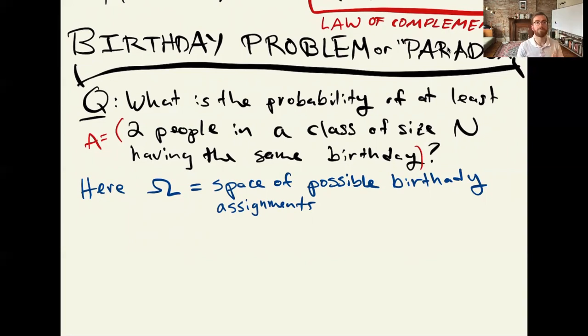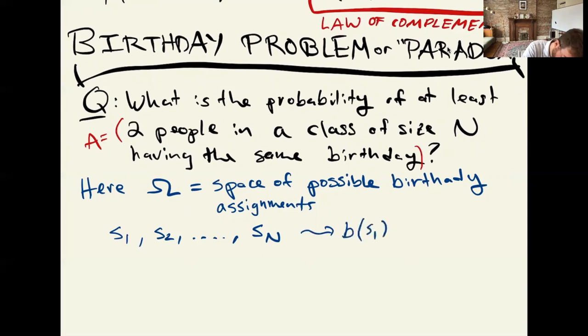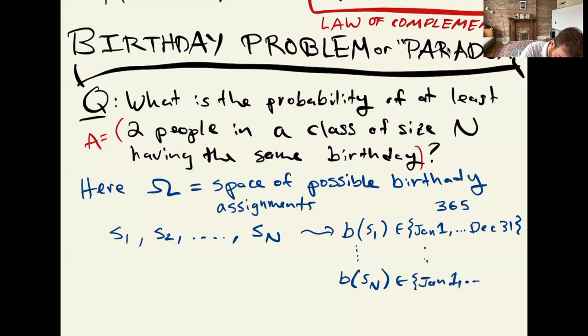It helps to put a little bit of structure on the problem. So imagine we've got student 1, student 2, on the way up to student n. We can think of each birthday for each student: this maps to the birthday of student 1 on down through the birthday of student n. Each of these has a possibility between January 1st and December 31st, of which there are obviously 365 possibilities. So every person gets a birthday.